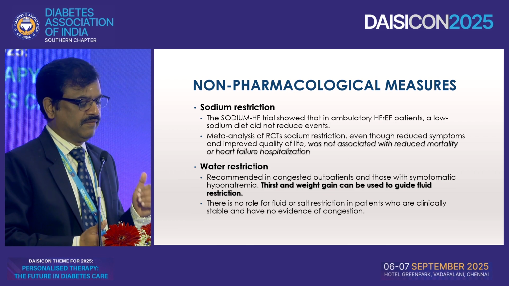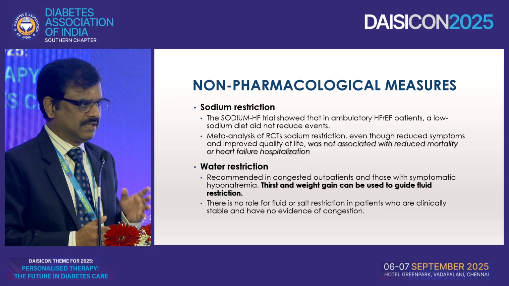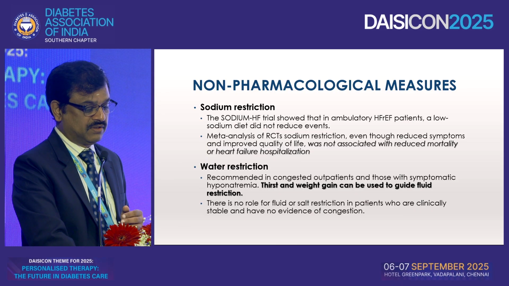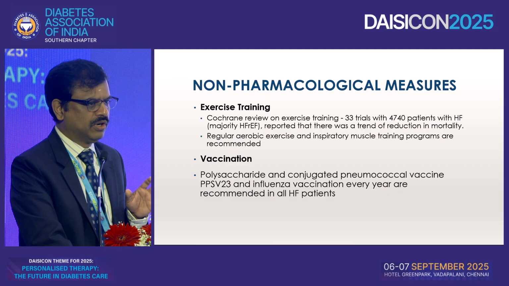So thirst and weight gain are good tools for the patient to decide about taking water. If the patient is putting on weight, restrict the fluid intake. If they have good thirst, you can allow them to consume water freely. So fluid and water restriction for an ambulant heart failure patient is not going to do anything.